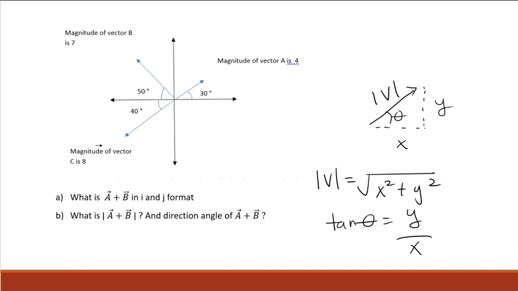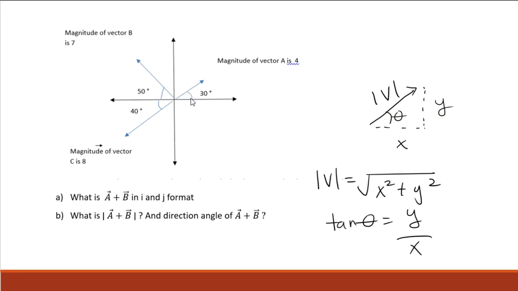You could be asked, or you'll likely be asked, for the magnitude of a vector and the direction angle of the vector. So you could be given a magnitude and an angle. It could be any combination, but this problem asks, what is vector A plus vector B in ij format? What is the magnitude of vector A plus vector B and the direction angle? All right, so you need to change each vector to ij format using trig functions.